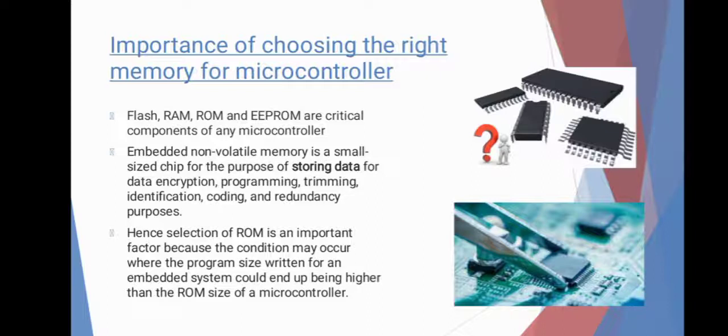Embedded non-volatile memory is a small sized chip found in microcontrollers and other hardware for the purpose of storing data. The data stored are used for data encryption, programming, trimming, identification, coding and redundancy purposes. In the microcontroller, the ROM is used to store the program which is written by the programmer. Here, selection of ROM is an important factor because the condition may occur where the program size written for the embedded system could end up being higher than the ROM size of the microcontroller.